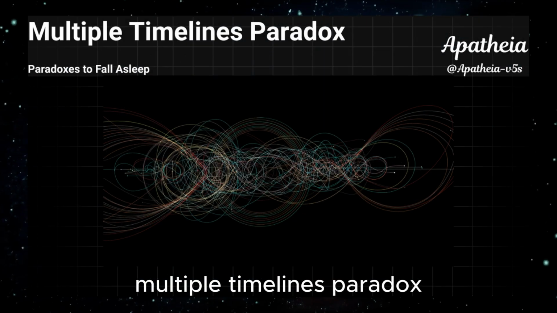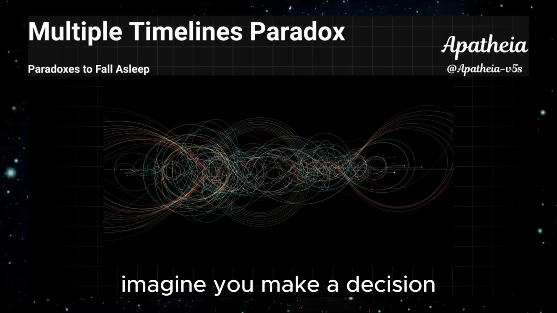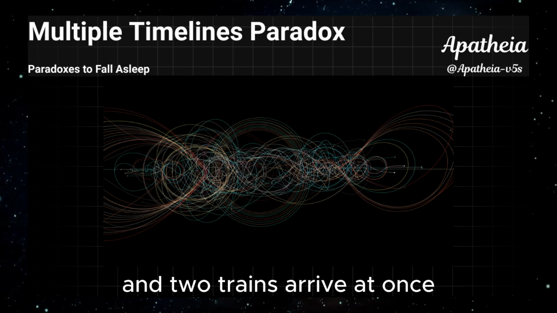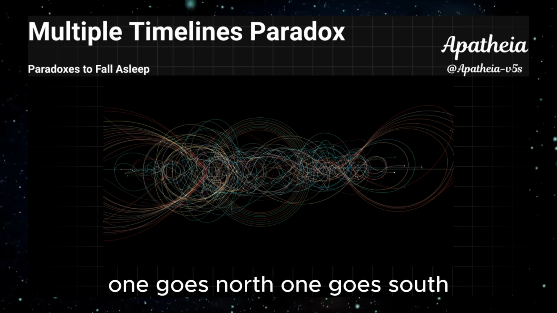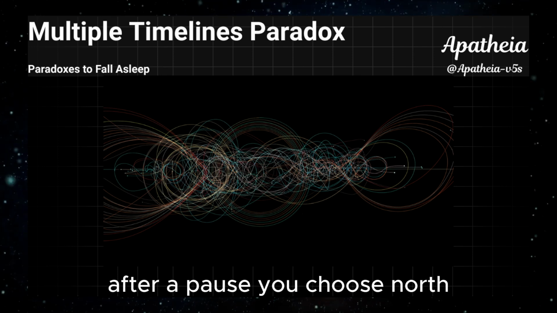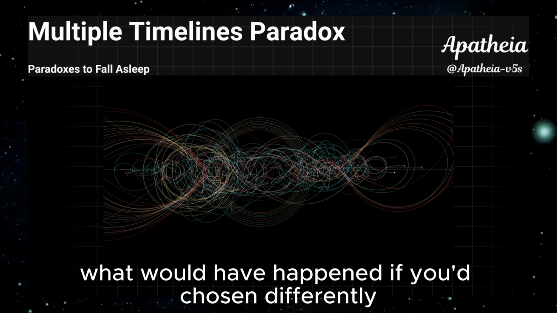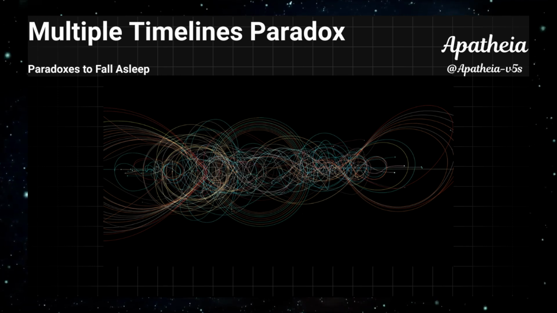Multiple timelines paradox. Imagine you make a decision, just a small one. You're standing at a train station and two trains arrive at once. One goes north, one goes south. After a pause, you choose north. And as your train pulls away, you wonder, what would have happened if you'd chosen differently?